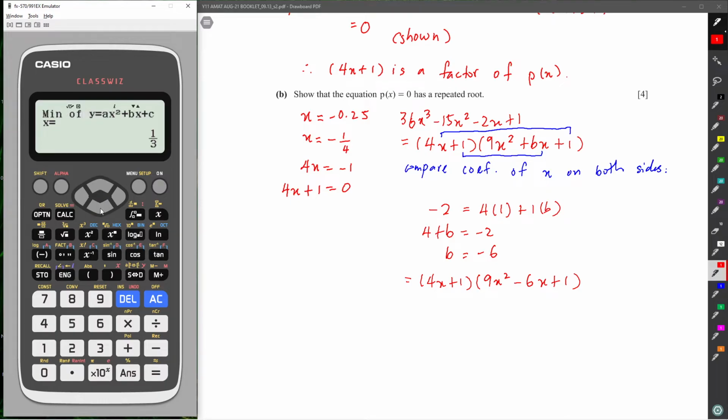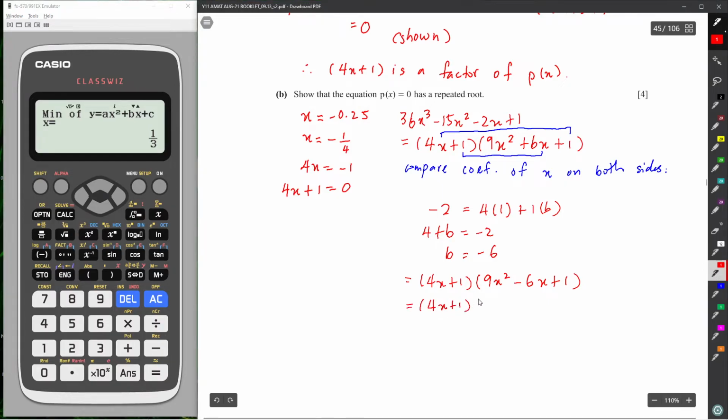Alright, as you can see here in your calculator, usually if this quadratic part here can be factorized into two brackets, you will usually see x1 and x2. So here, if you check on your calculator, it shows that you have x equals 1/3. That means you will have a repeated root here. So here I have 4x plus 1. Next, I'll have 3x minus 1, followed by 3x minus 1.